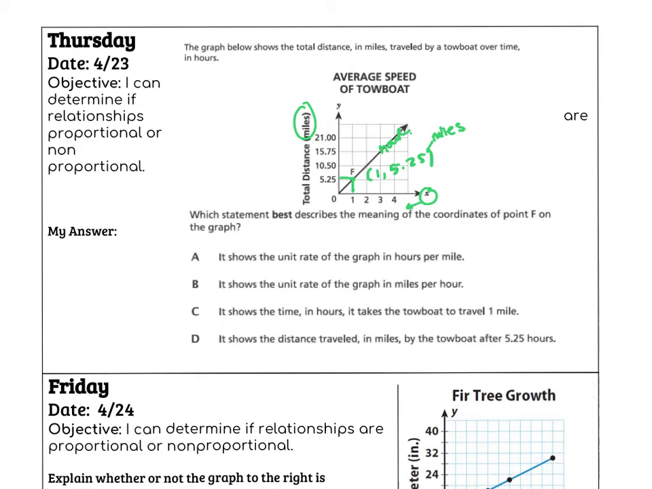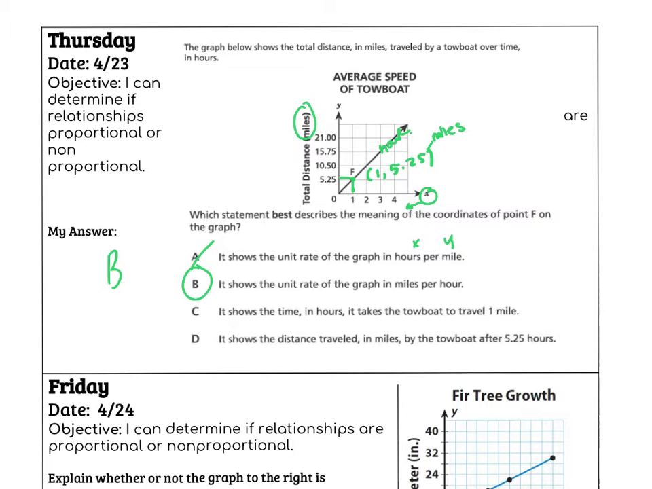Sorry about that. So it shows the unit rate in the graph in hours per mile. That would mean it would be X per Y, which is not right. It shows the unit rate in the graph in miles per hour. That is our answer.